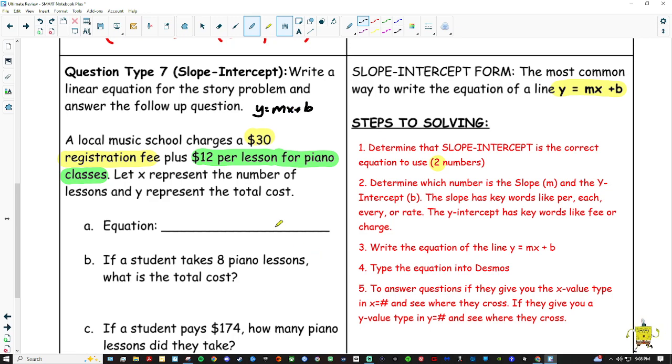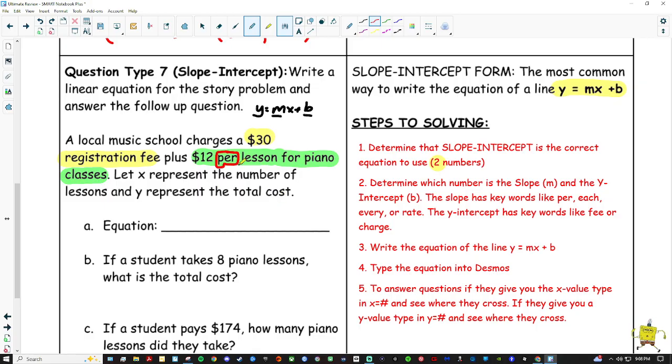So we need to determine which one is m and which one is b, because we need to plug a number in for m and b. We'll leave our x and y where they are. A couple of ways you can know is by looking for keywords. For the slope, the m value, you're looking for words like per, each, every, rate. Something that's happening more than once.